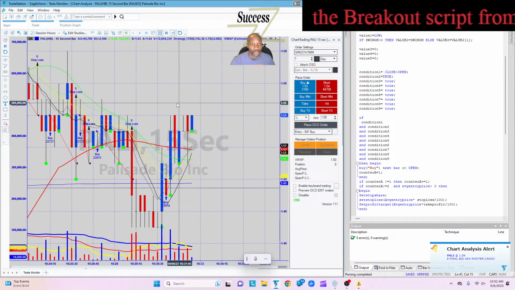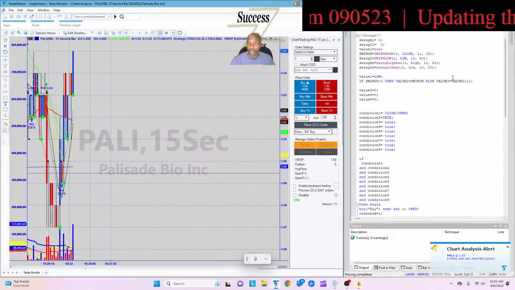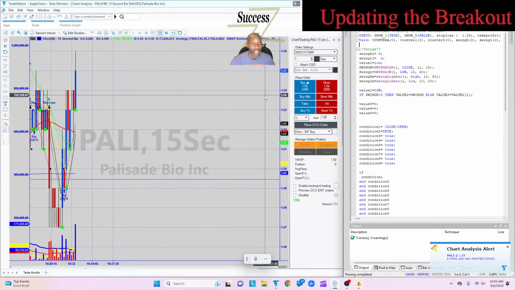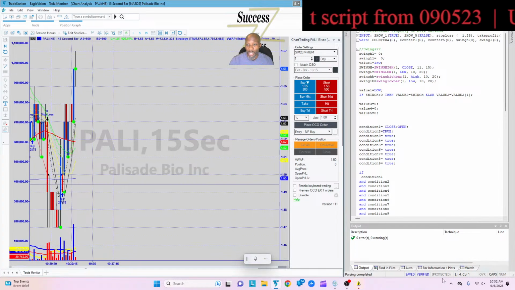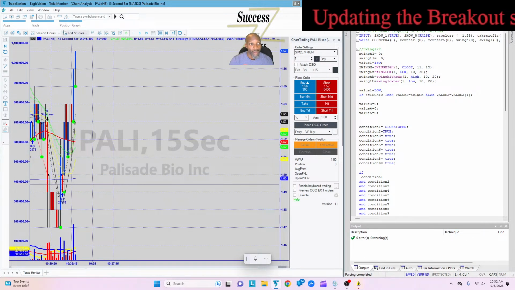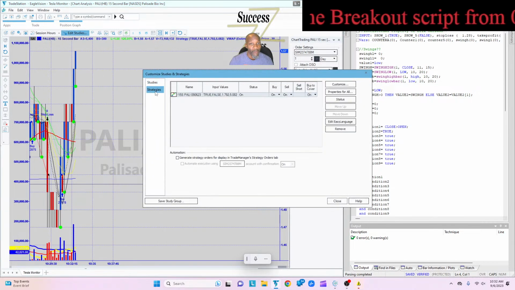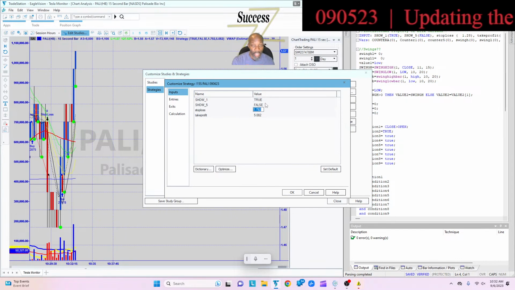I need to put my initial numbers back in, and they're here. So 1.28, and I think it was like 4.3, and we'll optimize from that level.